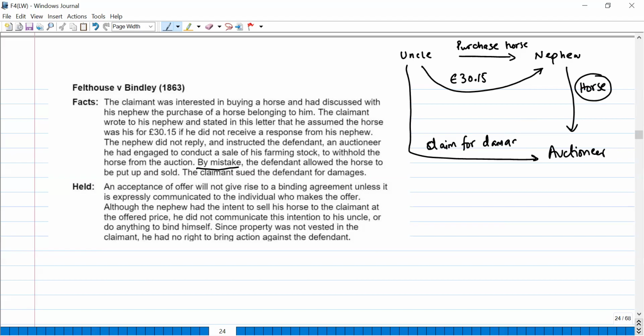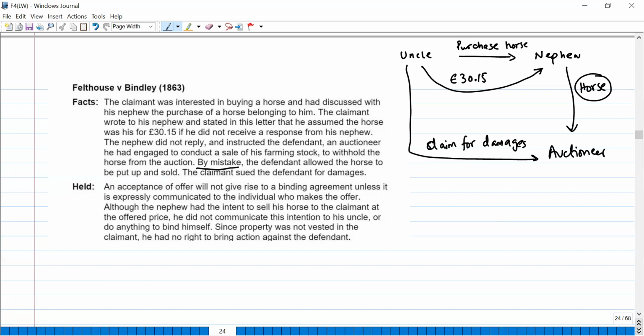A very interesting case. Okay. The uncle wanted a horse from his nephew. The uncle sent him a letter in which he stated that I will assume this horse as mine for this much amount if you don't reply to me. When the nephew received the letter and hadn't replied to the uncle yet, he asked the auctioneer, who was responsible for selling his livestock, to withdraw or withhold the horse from the auction because he wanted to send that horse to his uncle. But the nephew hadn't yet communicated that. So the auctioneer, by mistake, sold the horse in an auction, and the uncle sued the auctioneer for damages.